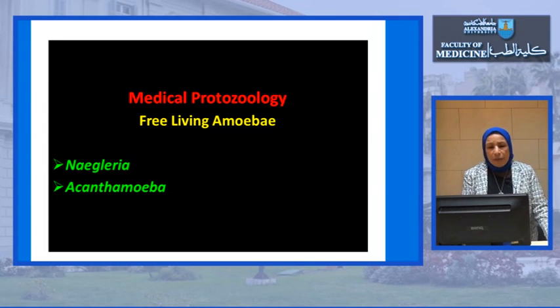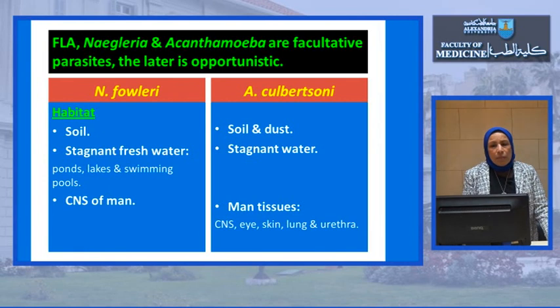Free living amoebae are Naegleria and Acanthamoeba. Both amoebae are facultative, as they live with host and without host, but Acanthamoeba only is an opportunistic parasite, as it causes pathology only in immune suppressed patients.